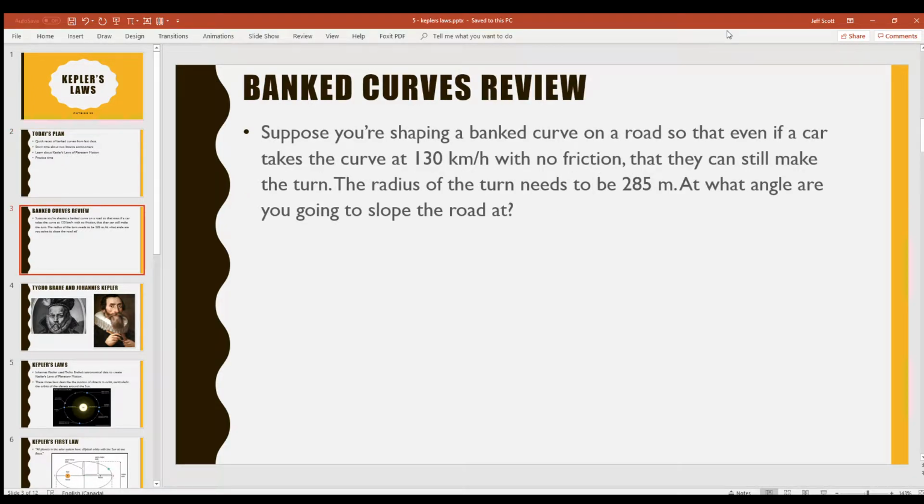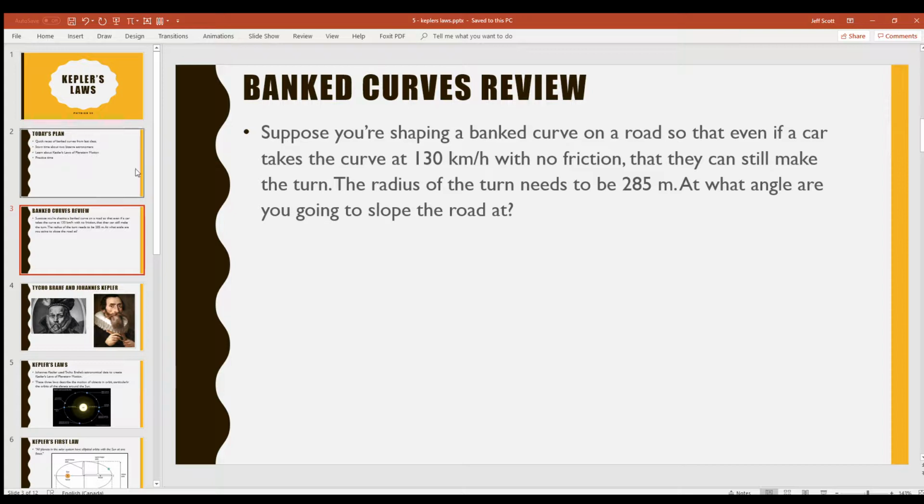So for some quick bank curves review, I'm just going to let you pause the video here so you can write this down. Suppose you're shaping a banked curve on a road so that even if a car takes the curve at 130 kilometers an hour with no friction, they can still make the turn. The radius of the turn needs to be 285 meters. At what angle are you going to slope the road?